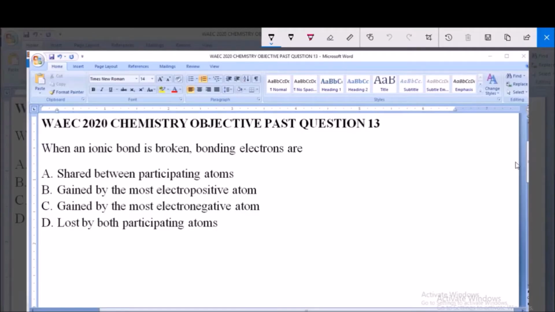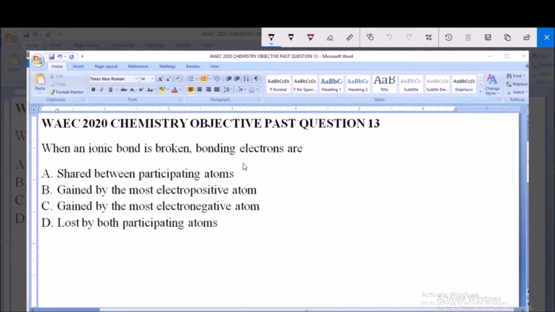Hello and welcome. I'm going to be answering WAEC 2020 Chemistry Objective Past Question 13. When an ionic bond is broken, bonding electrons are A. Shared between participating atoms, B. Gained by the most electropositive atom, C. Gained by the most electronegative atom, D. Lost by both participating atoms.